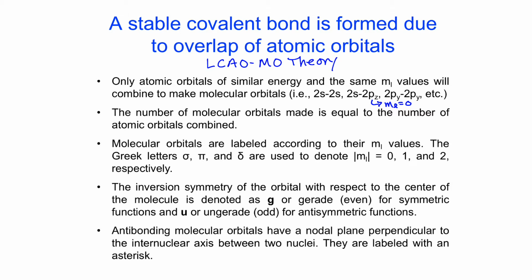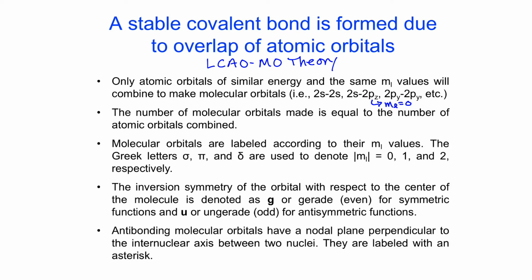Next thing to keep in mind is that our molecular orbitals get labeled just like we label our atomic orbitals. Remember, for atomic orbitals, we have our SPDF labeling system. We're going to also label our molecular orbitals, and they get labeled according to their m sub L values. If you keep track of the absolute value of your m sub L, then you will be able to assign your sigma, your pi, and your delta.